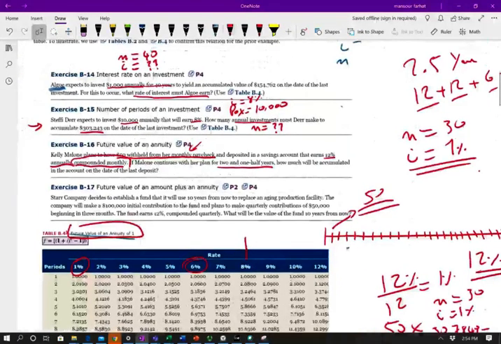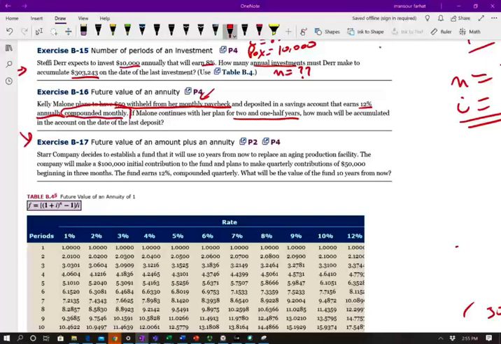Let's take a look at one more example: the future value of an annuity, of an amount plus an annuity. Okay. Star Company decides to establish a fund that will use 10 years from now to replace an aging production facility. And that's very common, where the company puts money away to replace their property, plant, and equipment. The company will make a $100,000 initial contribution. So first, they're going to make $100,000, one single sum, to the fund, and plans to make quarterly contributions of $50,000.